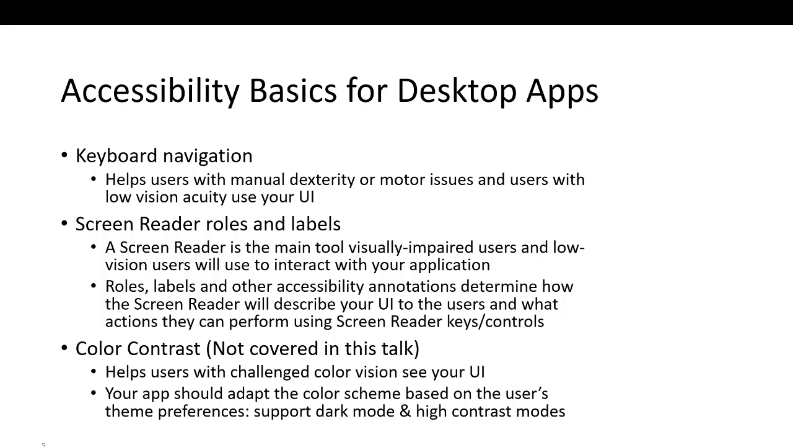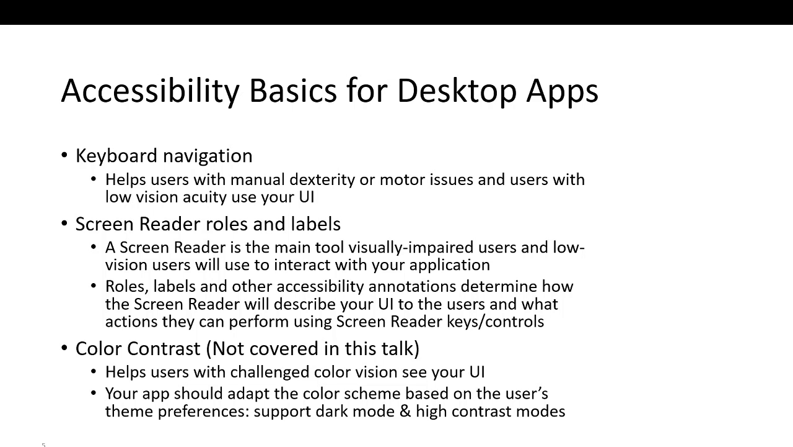Then the second thing that's super important here is having your screen reader roles and labels correctly set up. Screen readers are the main way by which visually impaired users and low vision users will interact with your application. So it's super important to set roles and labels and other accessibility annotations that are supported by the APIs correctly, such that the screen reader can accurately describe the UI to your users, and that the users in turn can perform the actions using the screen reader keys and controls.